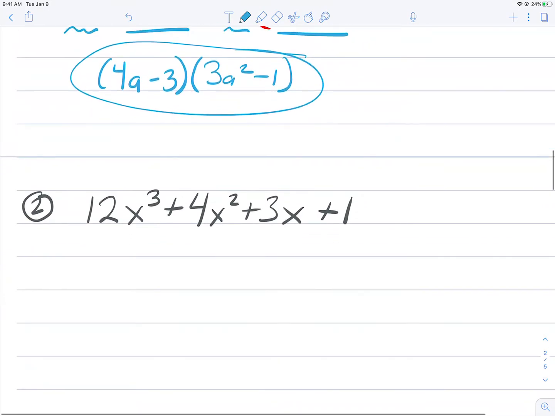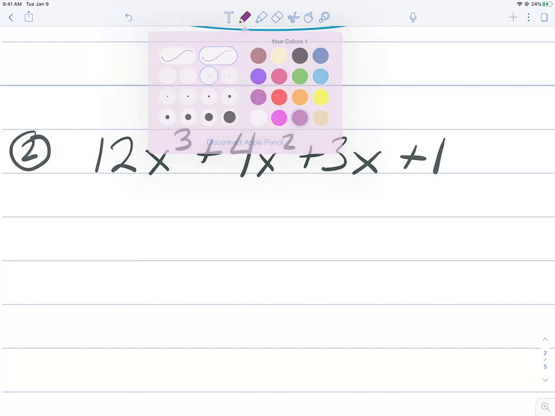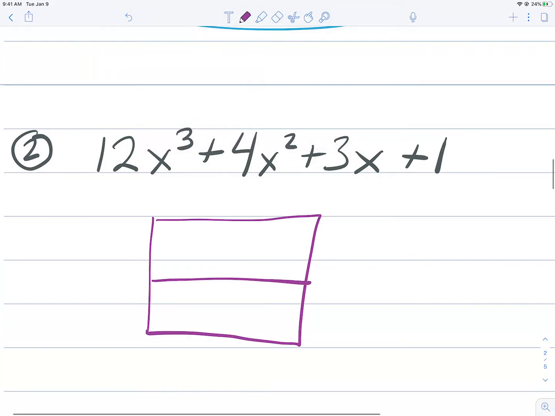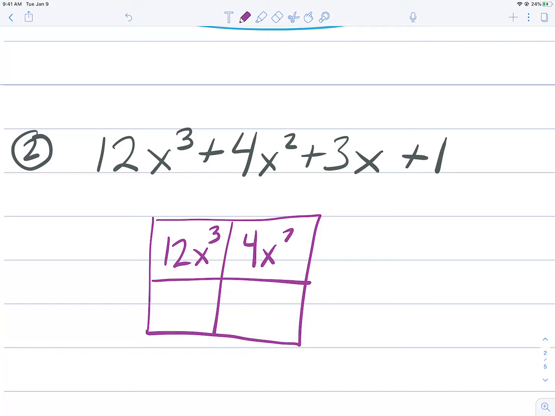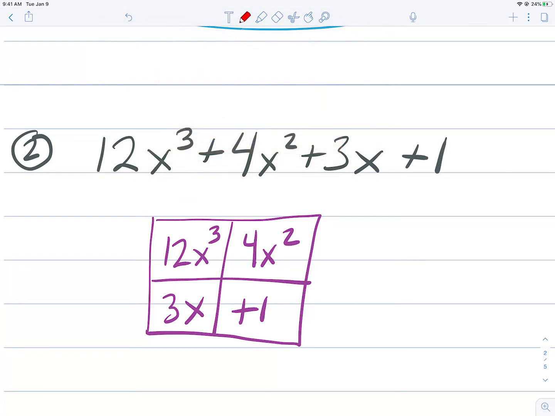Problem number 2. We have 12x cubed plus 4x squared plus 3x plus 1. Now for this one, I'm going to show you the box method. So you make a 2x2 box. And in the box, you put your terms. 12x cubed, 4x squared, 3x, and a plus 1. If I had chosen to switch where my 4x squared and 3x are, we'd still get the same answer. Actually, any of them really could get switched.